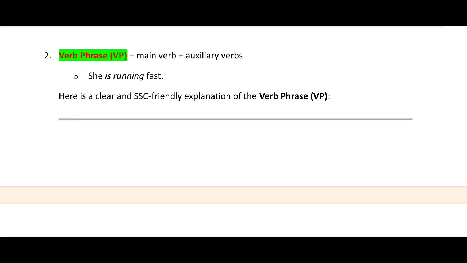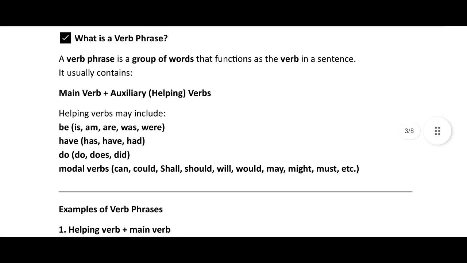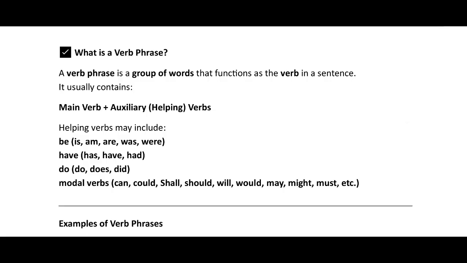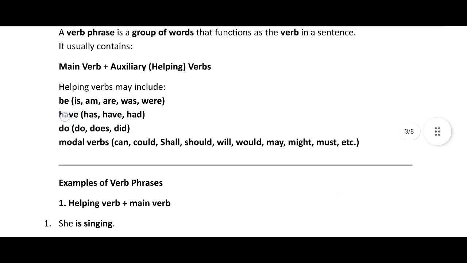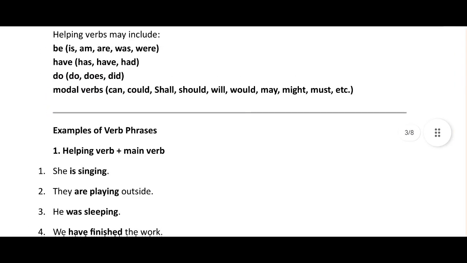A verb phrase is also a group of words that functions as a verb in a sentence, as simple as that. Now let us go further. Main verb plus auxiliary verbs. As part of a verb phrase, what can be there? There can be a main verb. Along with the main verb, there can be auxiliary verbs. What auxiliary verbs? It can be be forms, have forms, do forms, or modal auxiliary verbs.